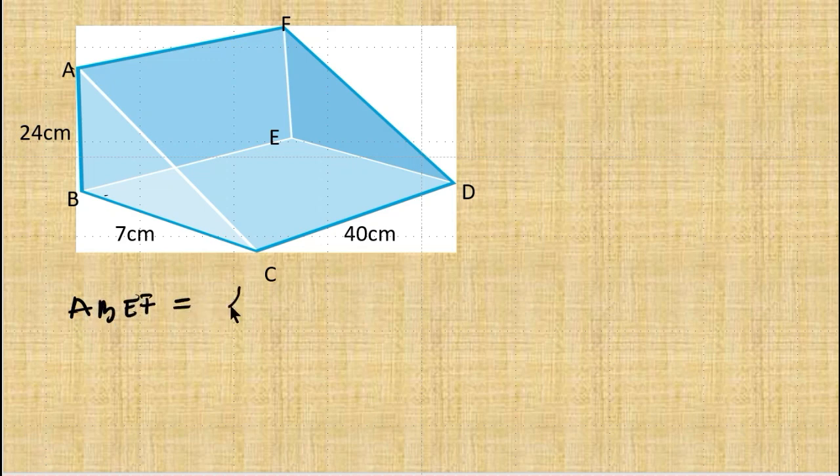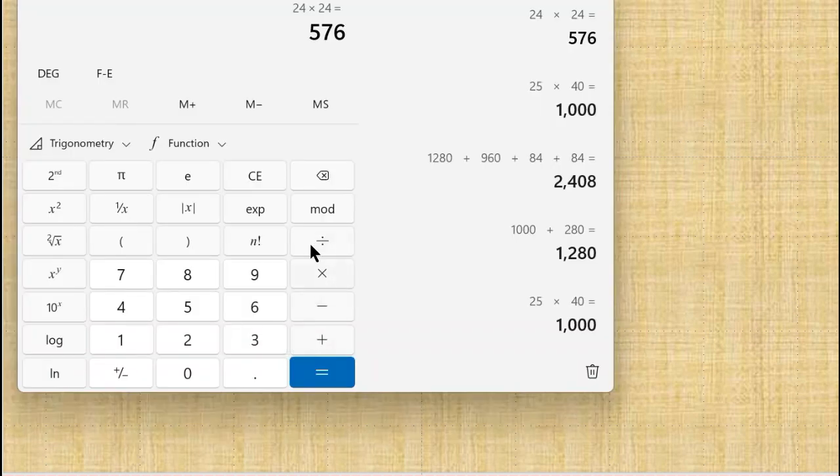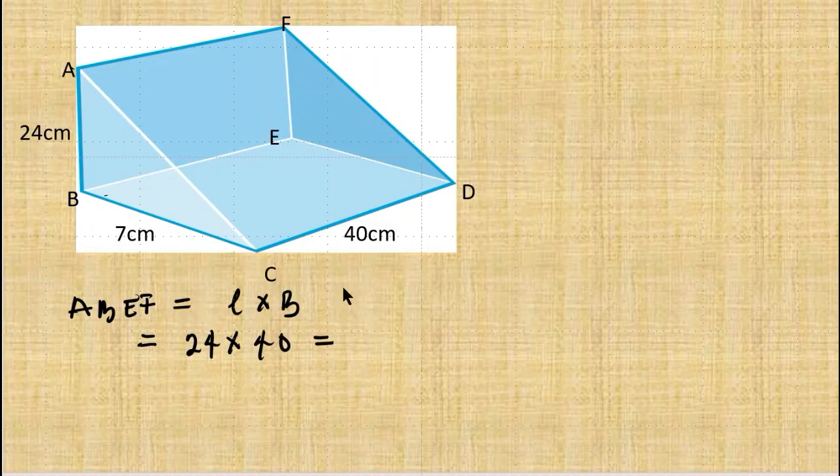Now let's solve for rectangle ABEF. The area of this rectangle will come from length times breadth. The length is 24, while the breadth is 40. That's 24 times 40, which is 960 centimeter squared.